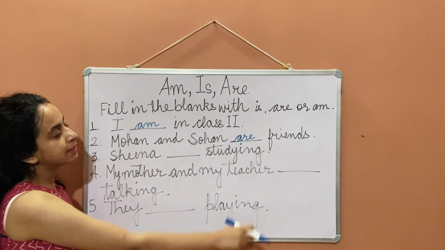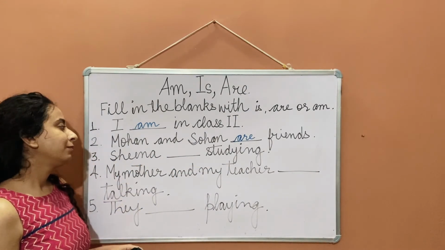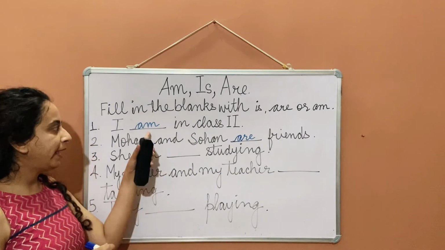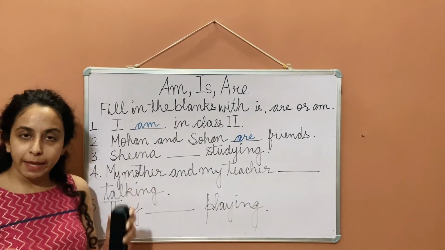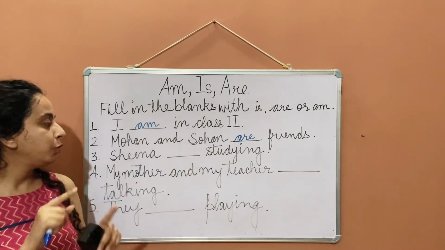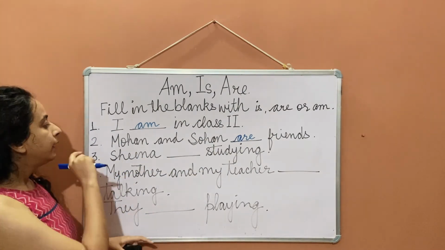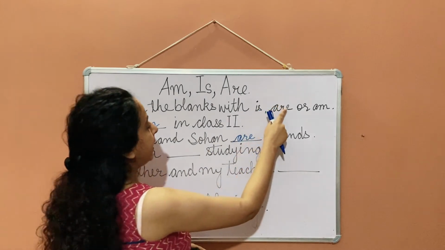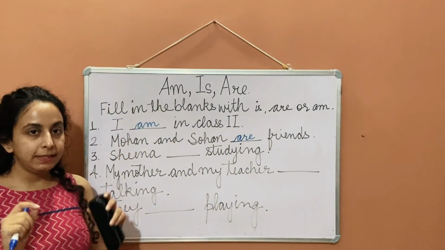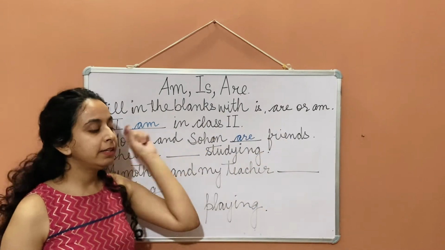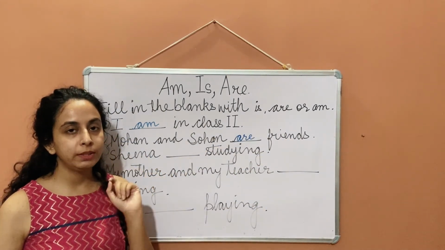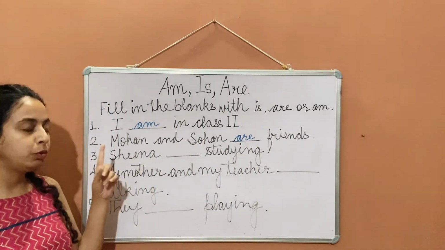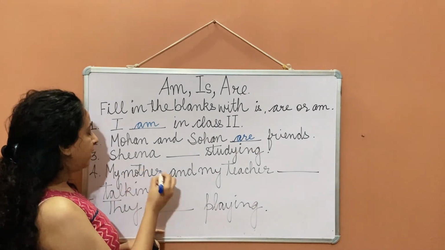Sheena blank studying. What will come here? Sheena is studying. You cannot say Sheena am studying. No, because am is only best friends with I. Am only talks to I. Always remember this. You cannot use am with anything else. So am is eliminated. Am will not come here. What is left is are. Now we have already learned that are is only used when we are talking about more than one. But here, Sheena is a singular noun. Sheena is only one girl's name. So we will write Sheena is studying.